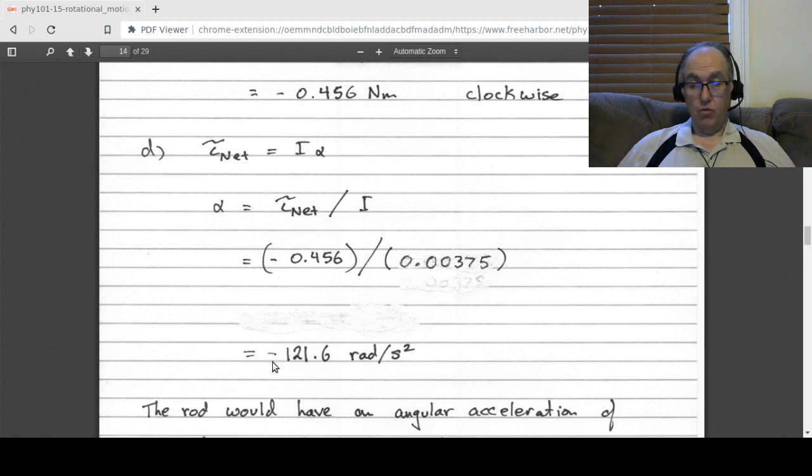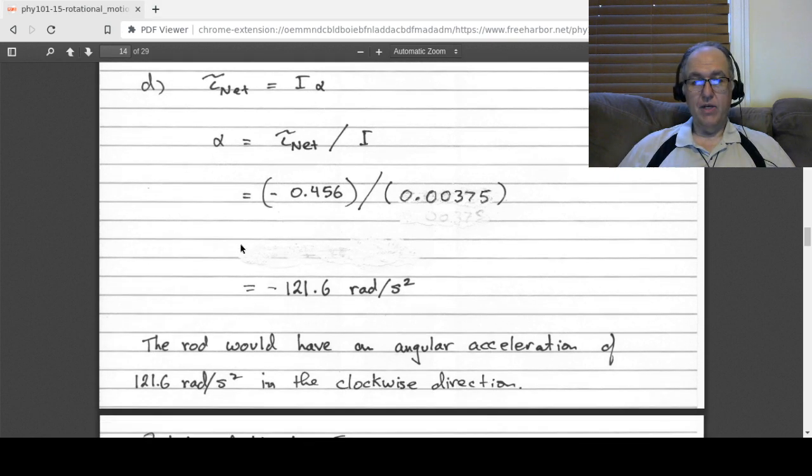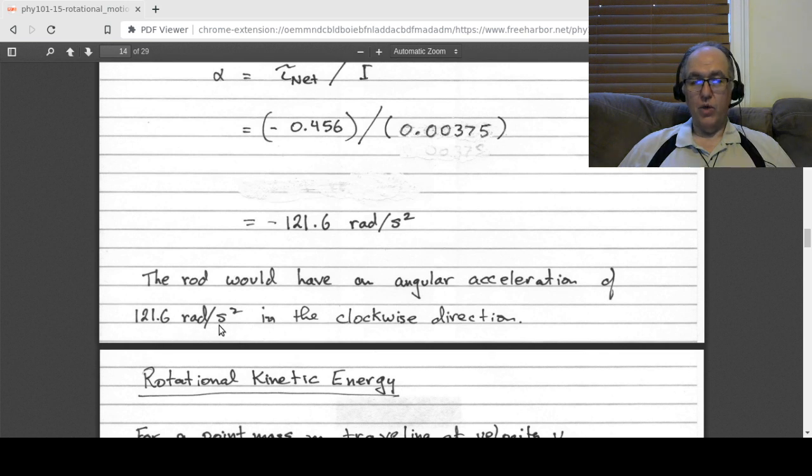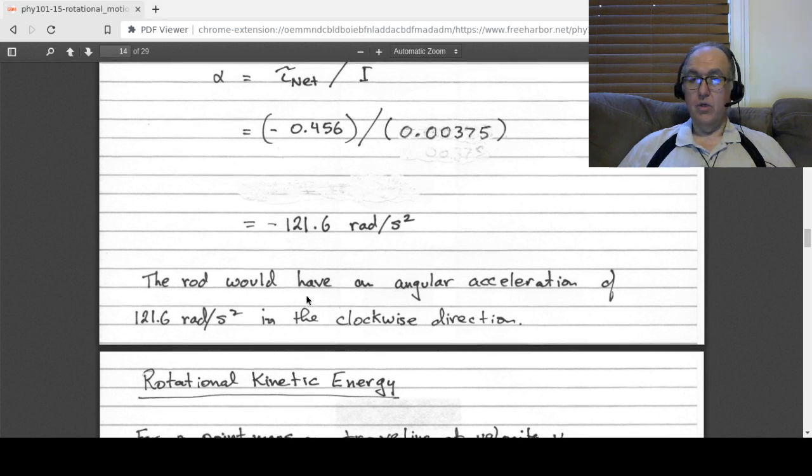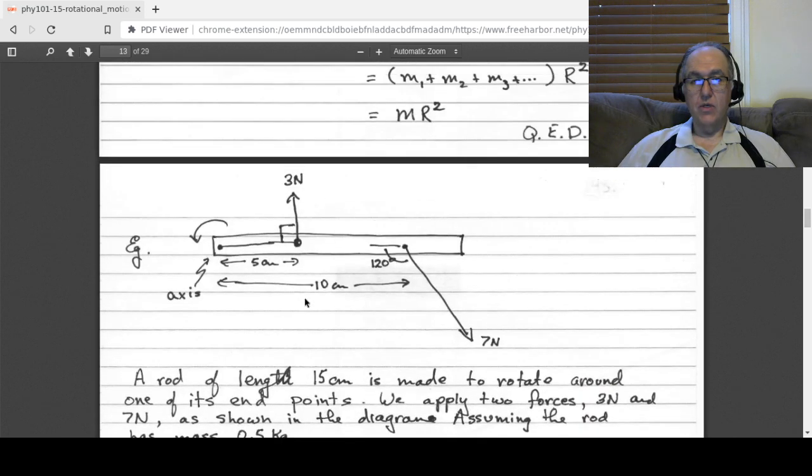And so you get quite a bit of angular acceleration. You get an angular acceleration of 121 radians per second squared, and it's negative, which means that it's actually going to be in the clockwise direction. So the 7 Newton force actually beats the 3 Newton force. These two are trying to rotate it in opposite directions, but the 7 Newton wins out, and so it causes the whole thing to ultimately rotate clockwise.